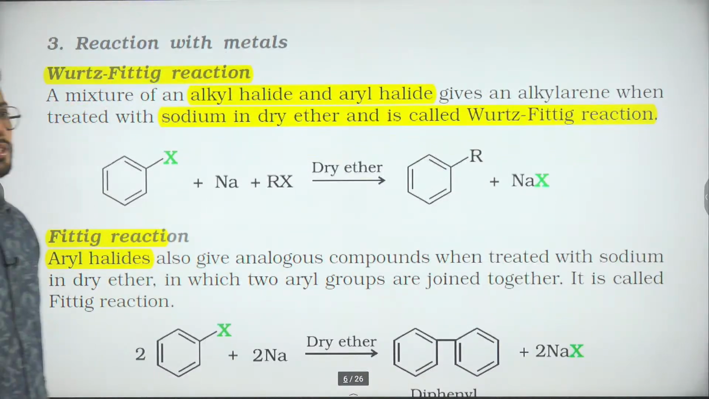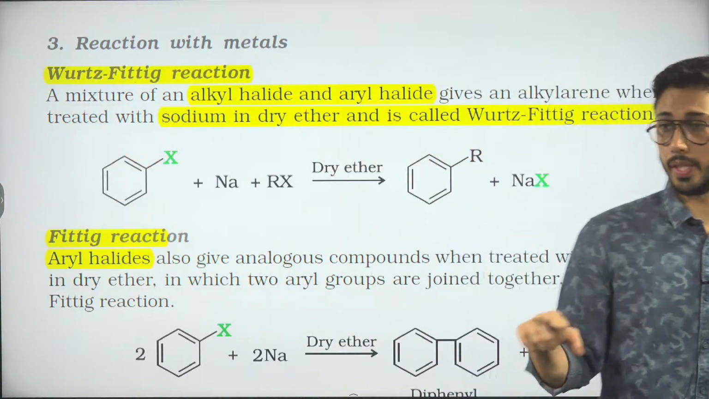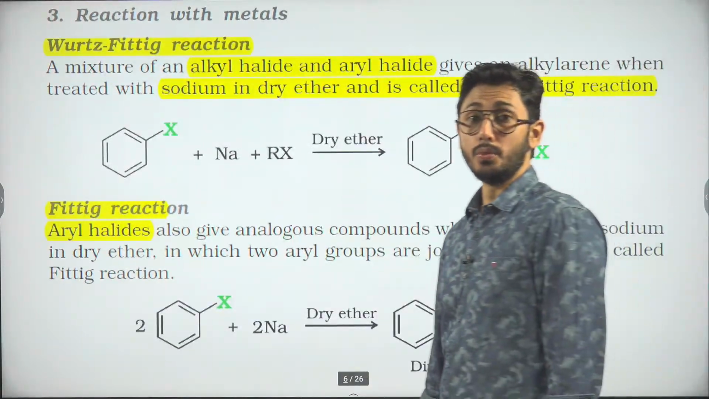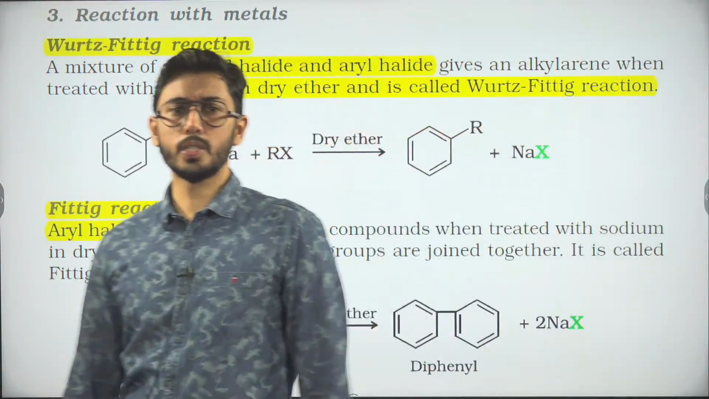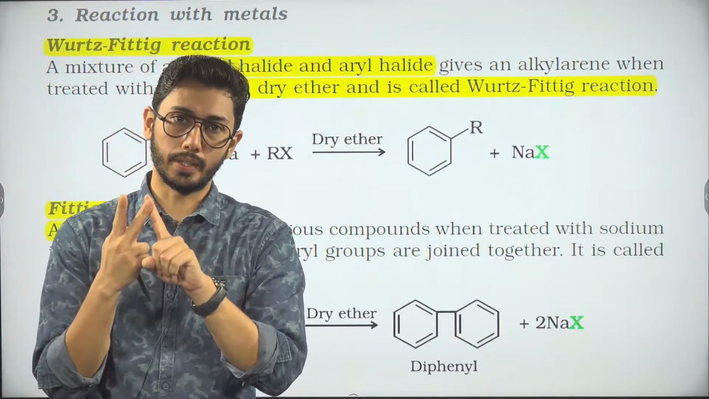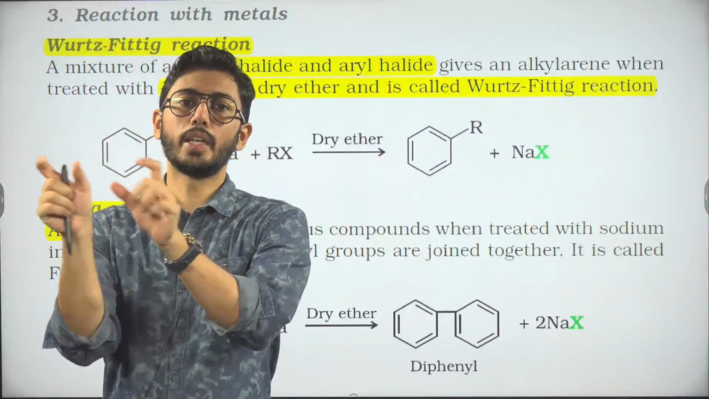Then the name reactions of this chapter. Previously we have discussed Finkelstein and Swarts. Other name reactions are Fittig and Wurtz-Fittig. So recall the class 11th reaction, the Wurtz reaction. In the Wurtz reaction, what was taken? Alkyl halides with sodium metal in which solvent? Dry ether. In the reaction finally R-R combine, and even numbered alkanes are formed.